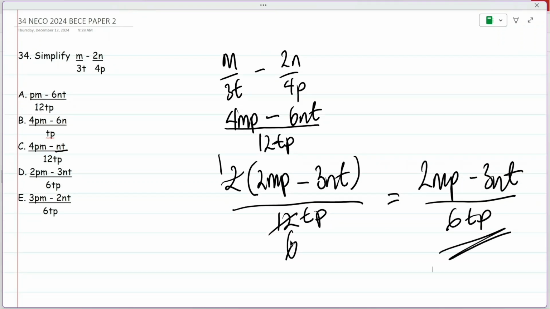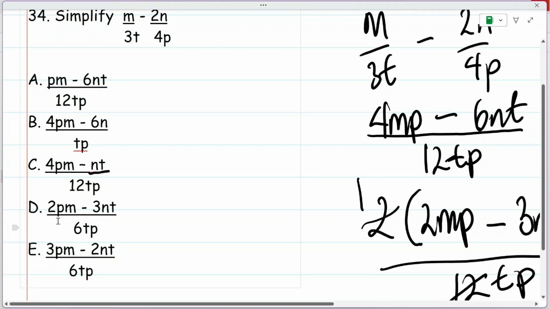In our options, the answer to this question is D. Where you have 2pm, you can say mp is still the same thing. It's still the same thing when you put the m before the p or the p before the m. Your answer is D. That's 2pm minus 3nt over 6tp.